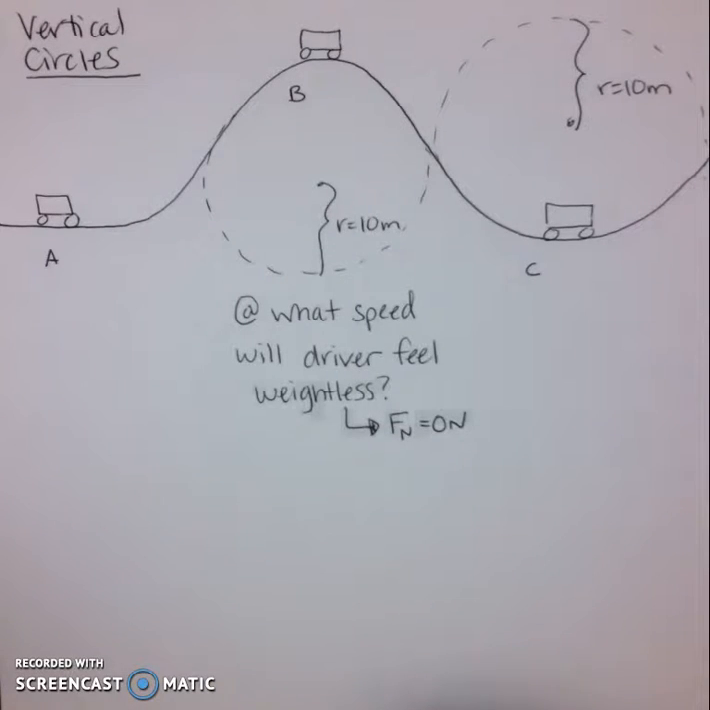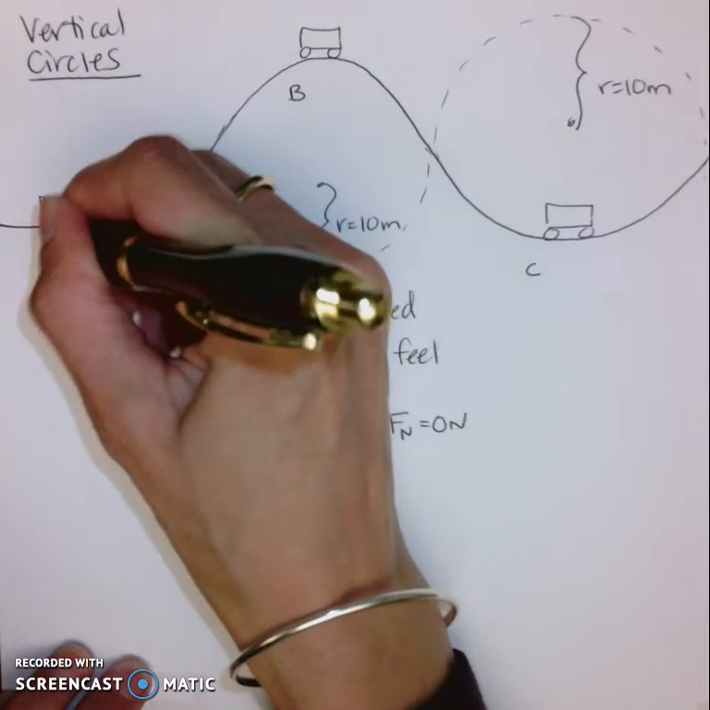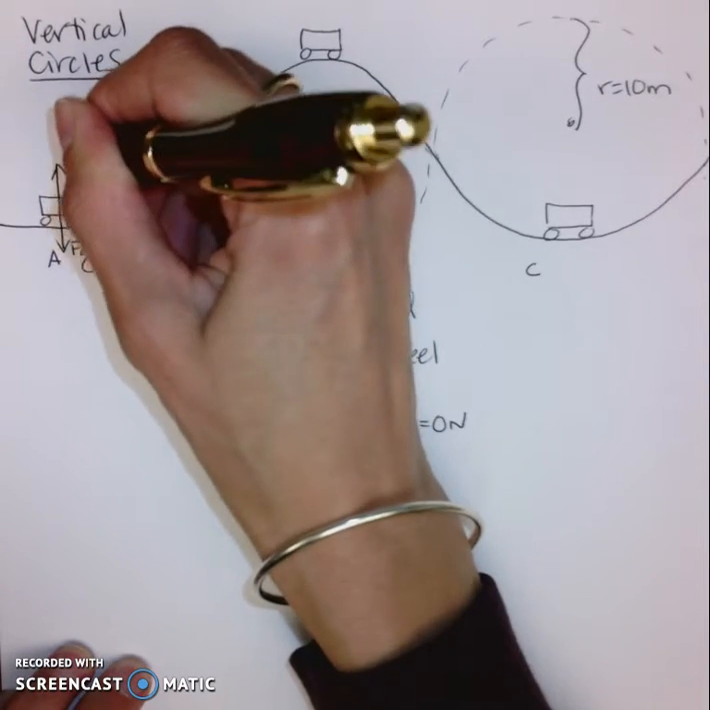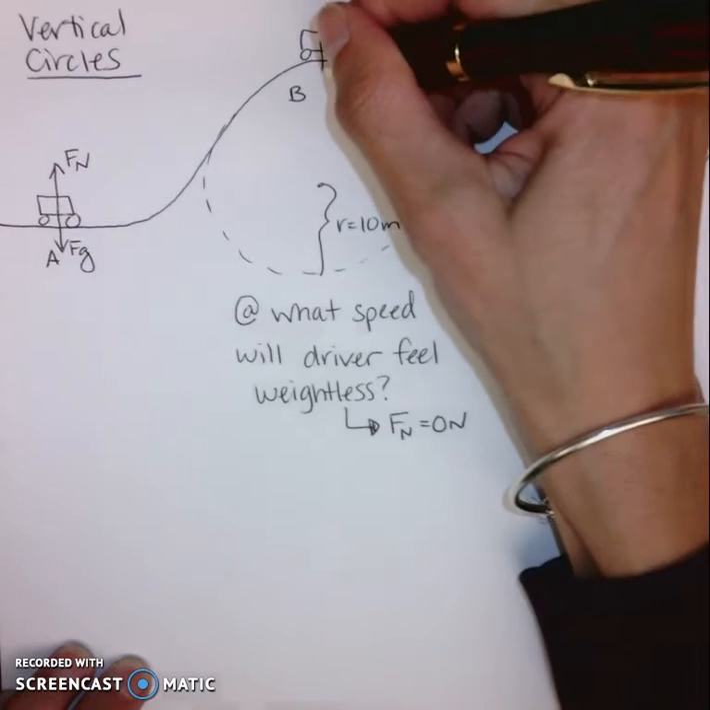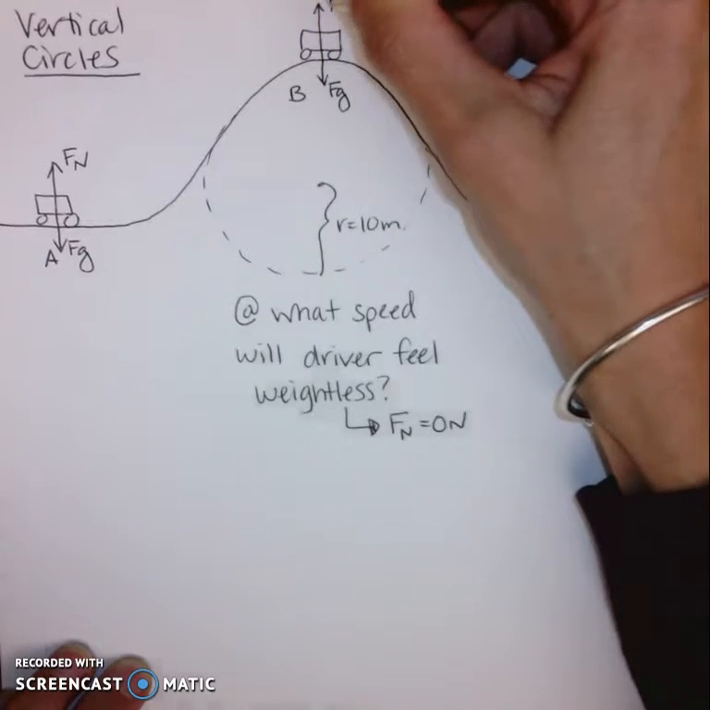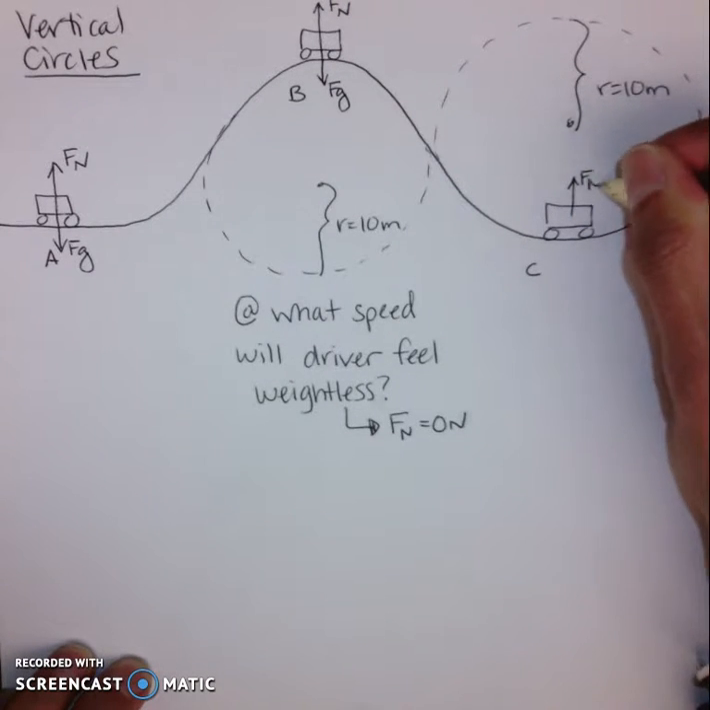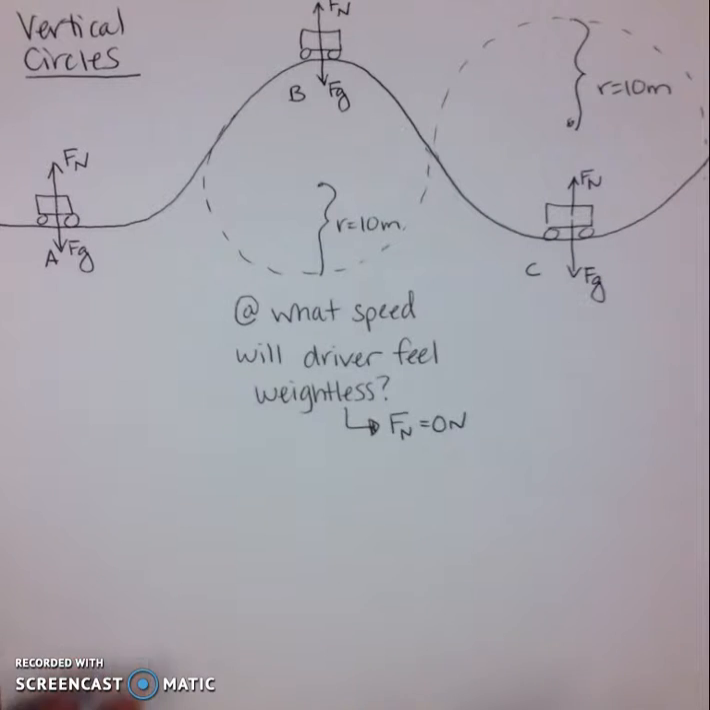First and foremost, we should draw free body diagrams for all of our cars right now. So for A, FG is always going to point down, and because that's a horizontal surface, Fn is going to point directly perpendicular to the surface. At point B, I have FG, which is pointed down, and Fn, which is pointed up. And at point C, I have Fn perpendicular to the surface, and FG straight down. Okay?